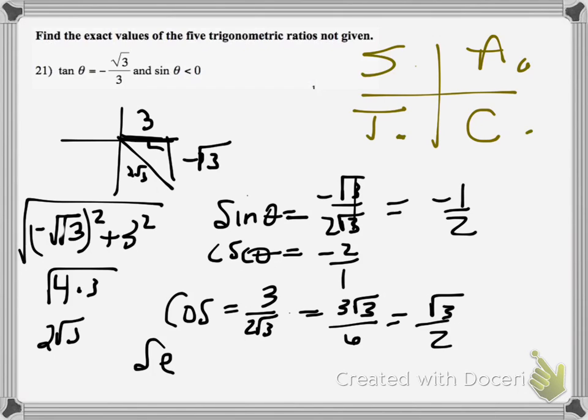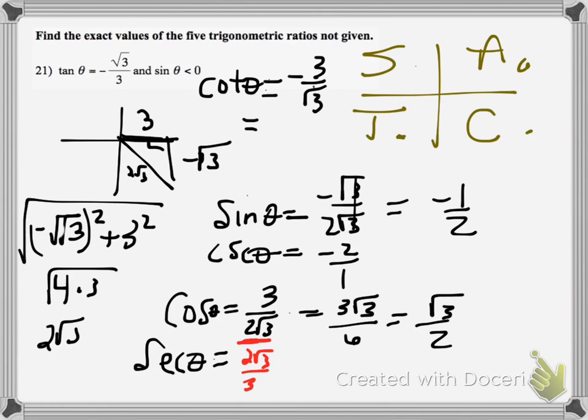And secant of theta, I'm actually just going to flip this fraction right here. So it is a 2 radical 3 over a 3. And then the only other one that we have to do is cotangent. I'll write it up towards the picture because I'm running out of space. So the cotangent of theta is just the reciprocal of the tangent. So it is a negative 3 over a radical 3, which of course you rationalize. So you get a negative 3 radical 3 over a 3. Those cancel. So you get a negative radical 3.